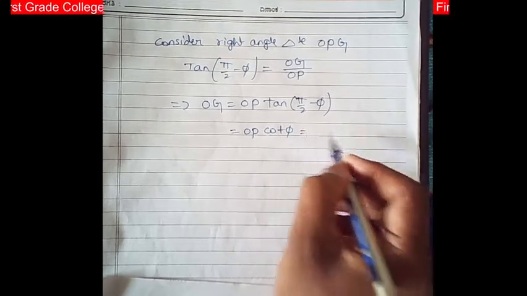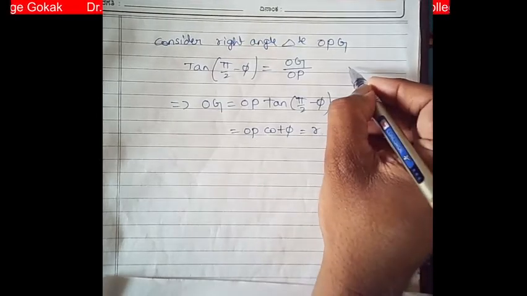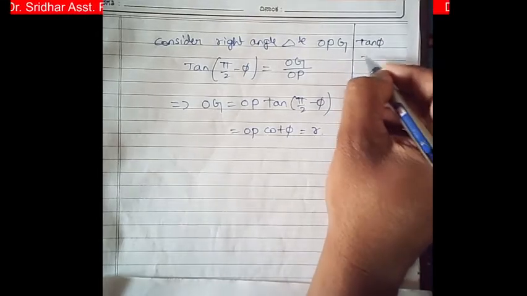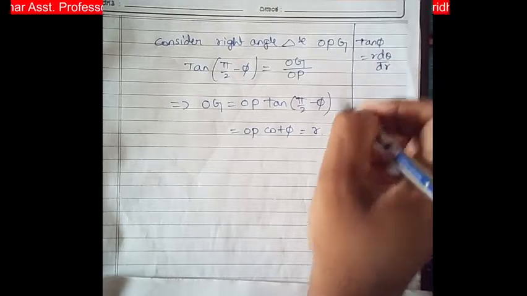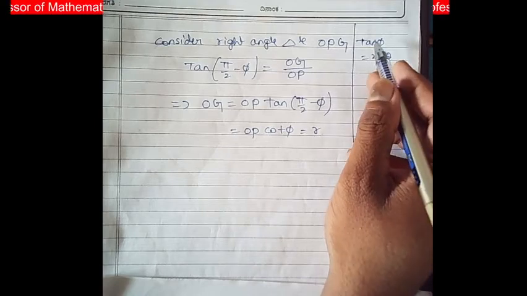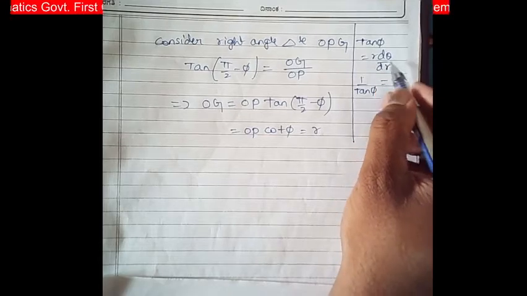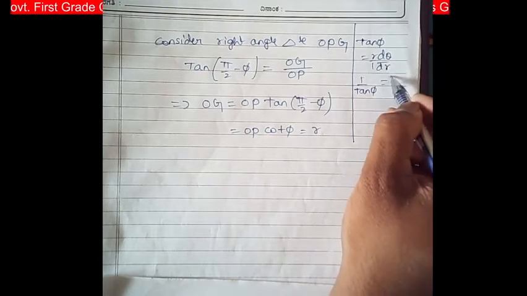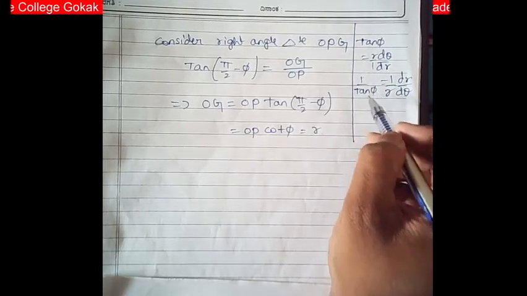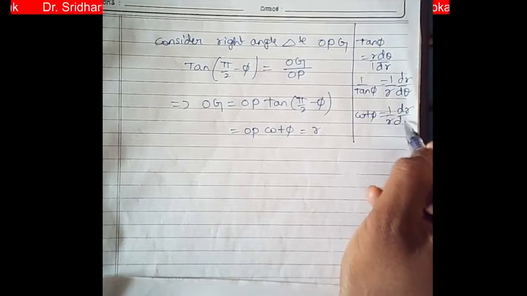Or in other words, we can write this as OP means it is R, then cot phi, we already know that tan phi is equal to R into d theta by dr. Correct? Now reverse this, tan phi, so it becomes 1 by tan phi. Reverse also, so R by 1 becomes 1 by R. Now reverse this, it is dr by d theta. So what is 1 by tan phi? It is nothing but cot phi. So cot phi is 1 by R dr by d theta.